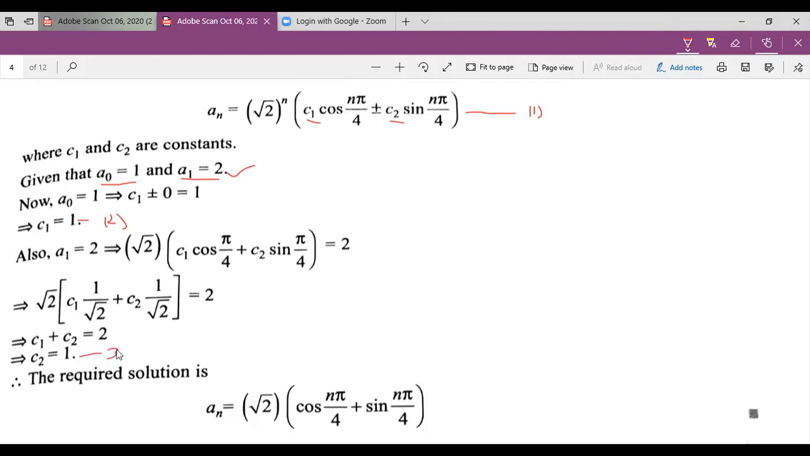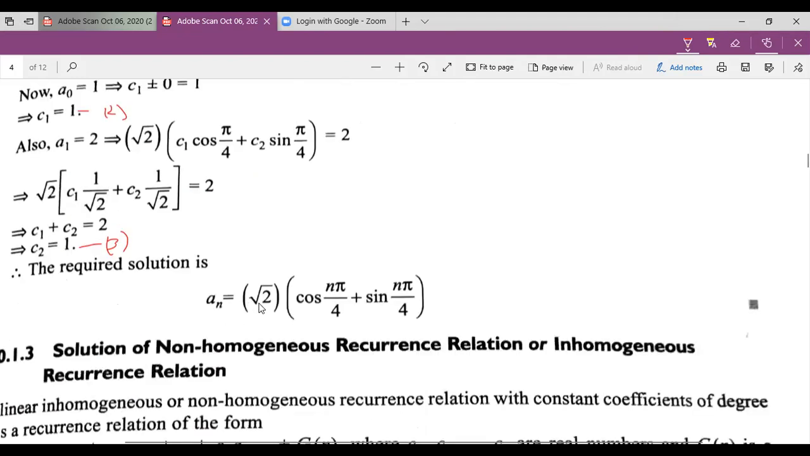Substituting these values in equation 1, we get the required solution for the given recurrence relation, that is a_n is equal to root 2 into (cos n pi by 4 plus sin n pi by 4). Here the C1 value is 1 and the C2 value is 1. So the solution is a_n is equal to root 2 (cos n pi by 4 plus sin n pi by 4).